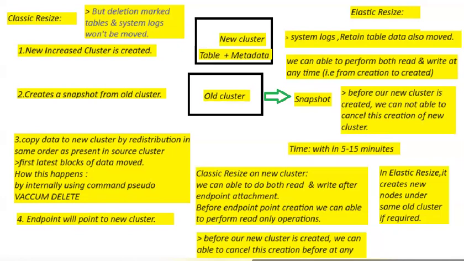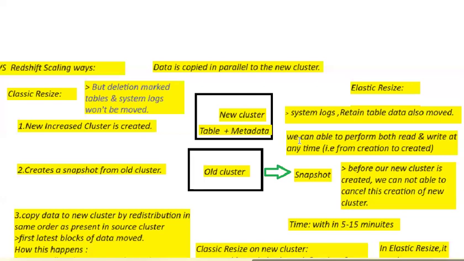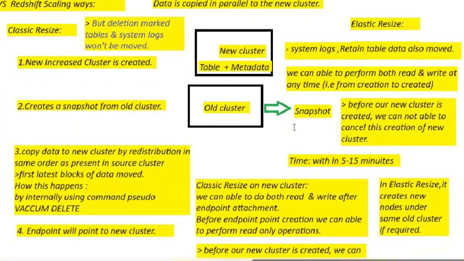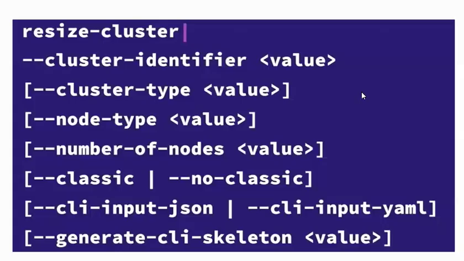So in how many ways can I perform this resize operation? We can perform this resize operation using the console, as you've seen previously. You can also do this using the Redshift API, and using the CLI you can perform elastic scaling, as well as elastic resize and classic resize.